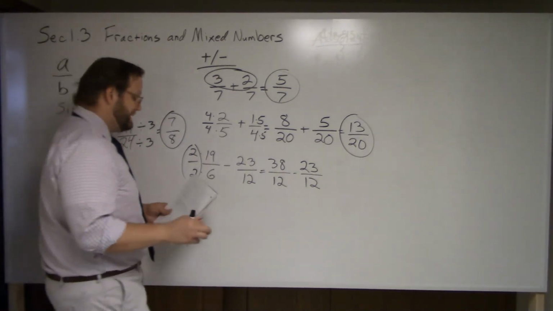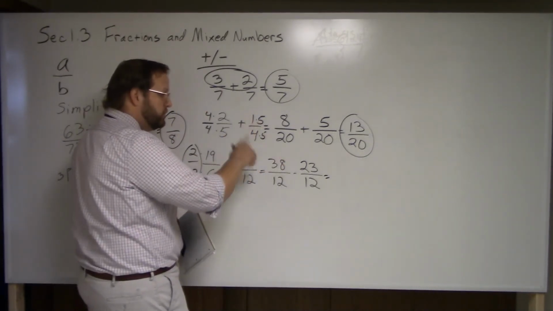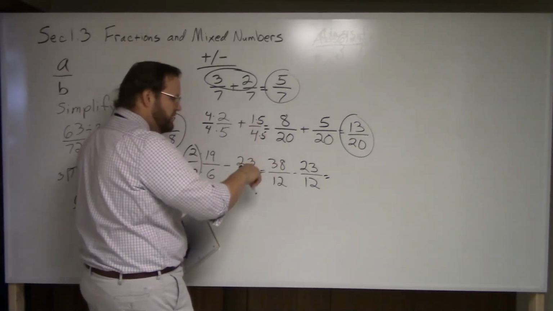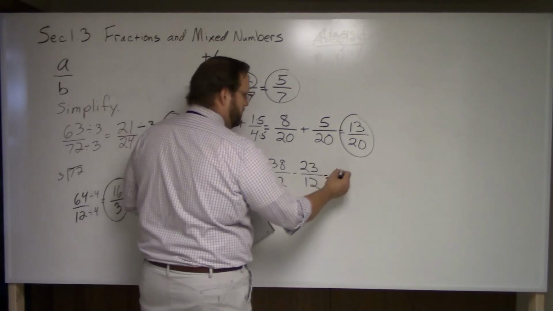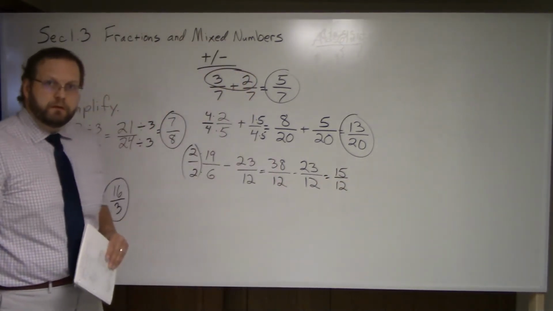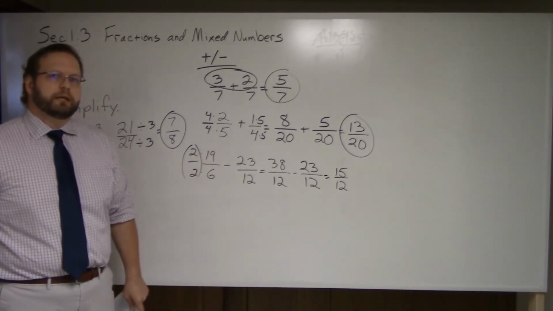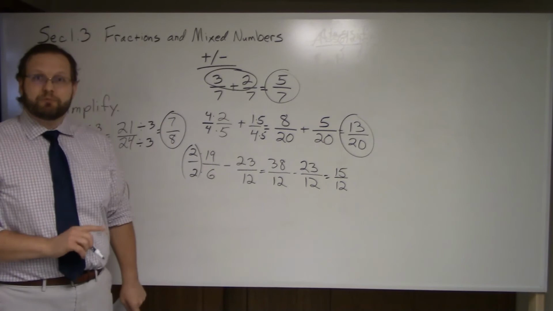Okay? Last thing, we then subtract across the top. 38 minus, or I'm sorry, 38 minus 23, and I keep the 12s. Okay? Now, why would I mark that wrong? Okay, I would mark it wrong because that's not reduced.